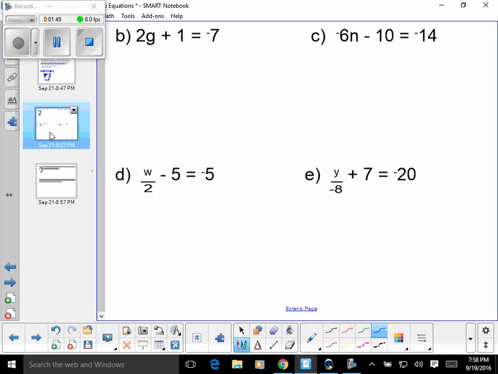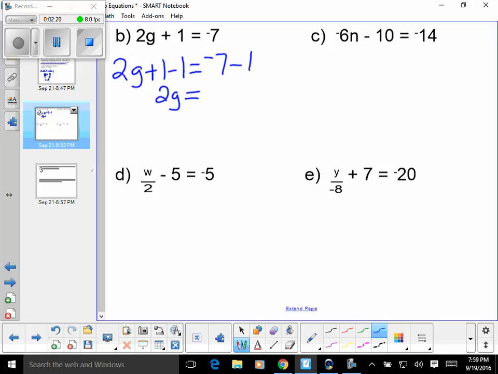In example B, the only difference here is that we're going to start seeing negative integers. If you would like to try this one on your own, hit pause, and then I'll go over it. I first have to deal with the addition. 2g plus 1 minus 1 equals negative 7 minus 1. On the left side of the equation, reduces to 2g, or simplifies to 2 times g.